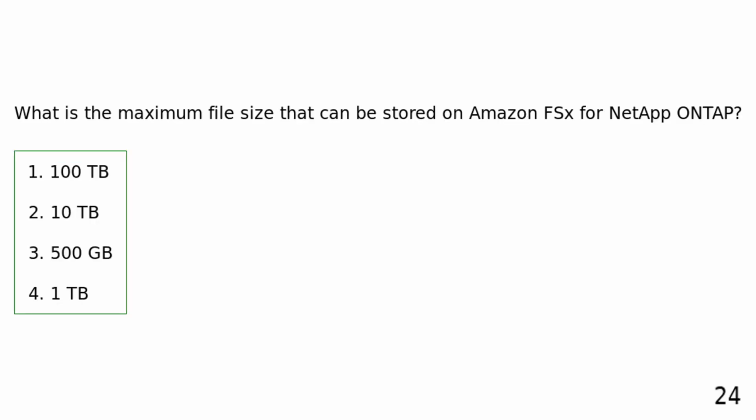What is the maximum file size that can be stored on Amazon FSx for NetApp ONTAP? 100 terabytes. 10 terabytes. 500 gigabytes. 1 terabyte. Amazon FSx for NetApp ONTAP supports a maximum file size of up to 100 terabytes.